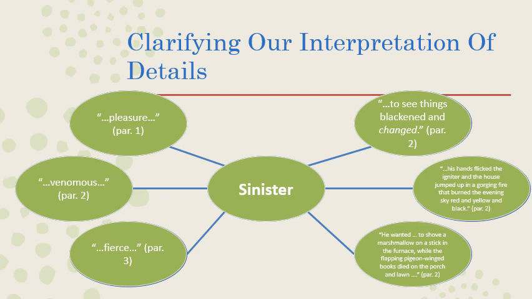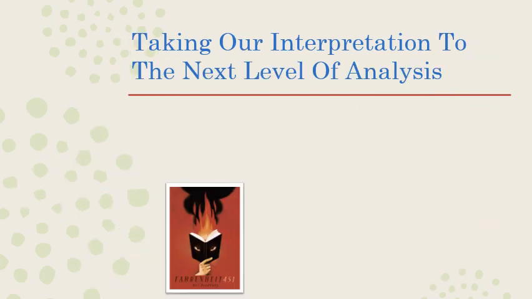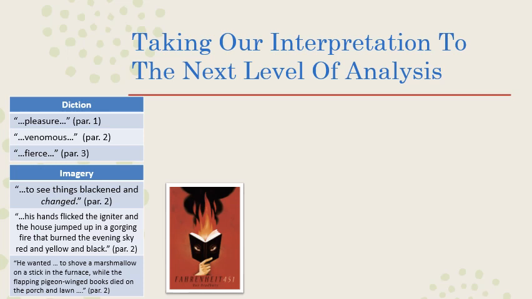So if I chose diction and imagery to describe Montag, I think I would come away with a sense of Montag really being a sinister person. So if we move on then to the next step that we did last week, where we take our interpretations to the next level, right? Like, okay, we have an idea of what we may expect from Montag. We have these diction and imagery examples. I won't read them again to you.